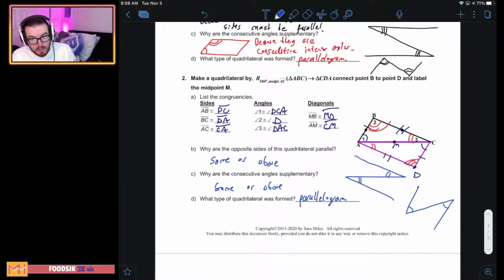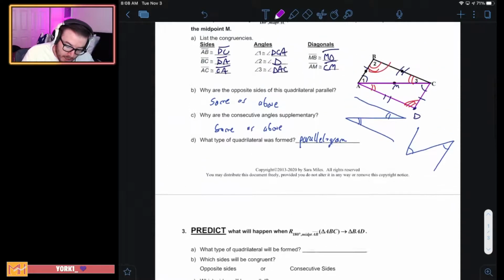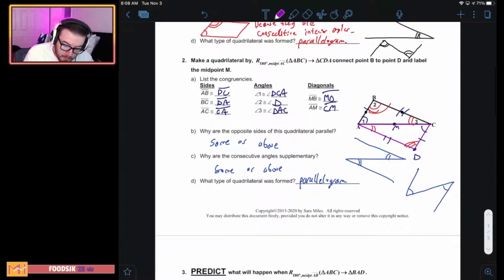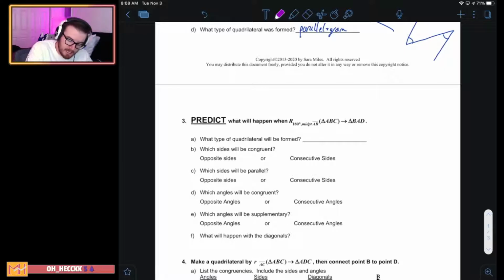It looks different, but because it was generated by a rotation, it has the exact same qualities. So, what if we rotated around the midpoint of AB instead? We rotated around this point and this point. Well, what if we rotated around that point? Guess what? We're going to get the same thing. We don't need to do it again.